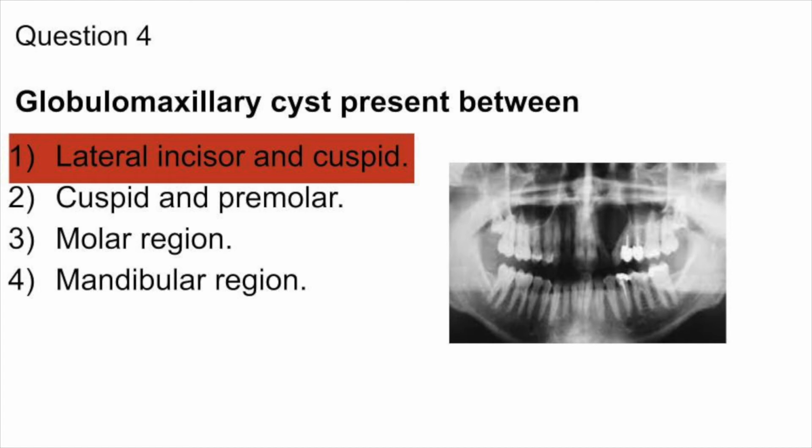It is also called a premaxillary suture. It is formed sometimes in the suture between the premaxilla and the maxilla, the incisive suture. Though it is classified as a developmental cyst, research suggests that it is odontogenic in origin and histologically closely resembles an odontogenic keratocyst. So the answer is the globulomaxillary cyst present between the lateral incisor and the cuspid.